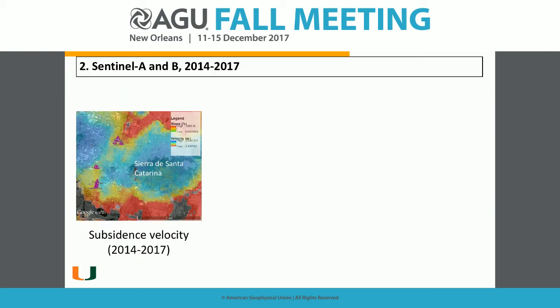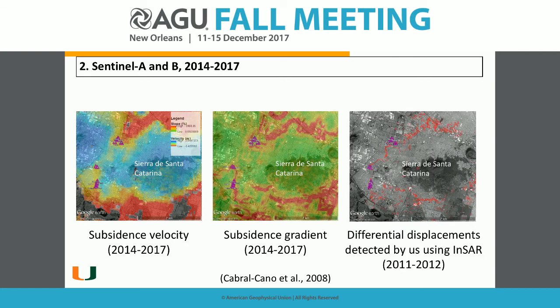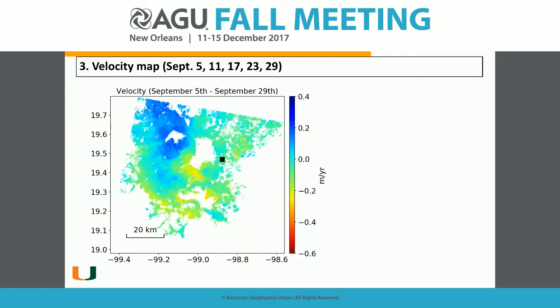Then we take the Sentinel data set and calculate the subsidence velocity for the period 2014-2017. And then we calculate the horizontal subsidence gradient according to Cabral-Cano et al. 2008. And we see that these areas in red, which are the high subsidence gradients, also have a good correlation with the results we get from Cosmo-SkyMed. And then these purple triangles are the locations we visited in the field, which also correspond to faults that formed during the earthquake.